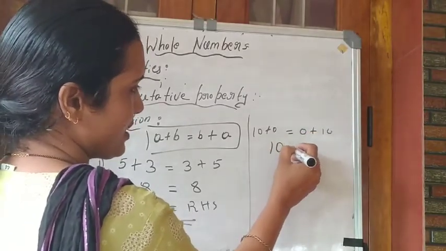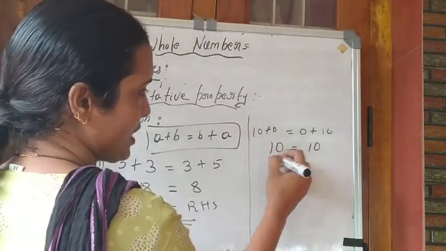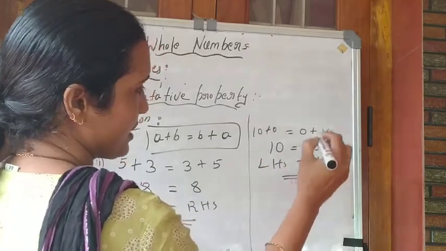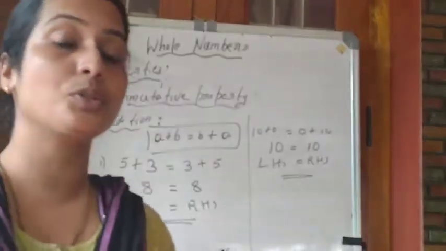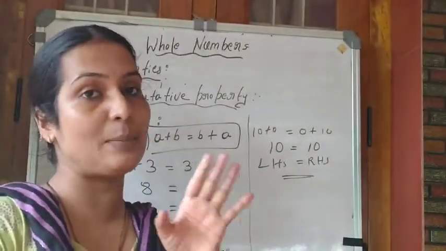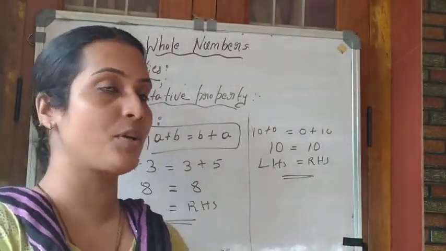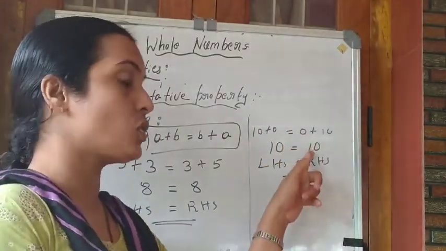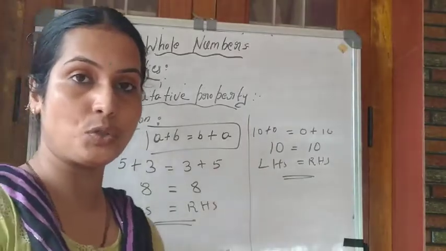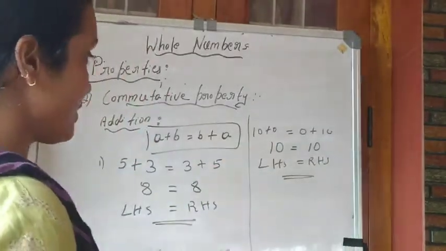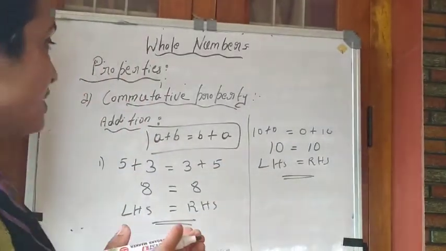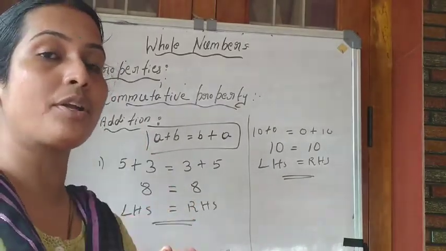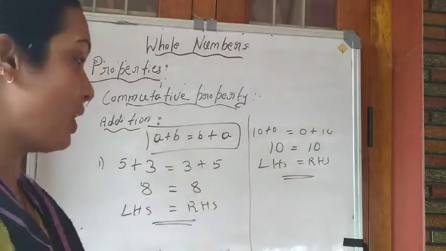10 plus 0 is 10. 0 plus 10 is also 10. LHS equal to RHS. If you add any number to 0, the answer will be the same number. So 10 plus 0 means 10, 0 plus 10 is also 10. LHS equal to RHS. So the conclusion is commutative property is satisfied for addition of whole numbers.